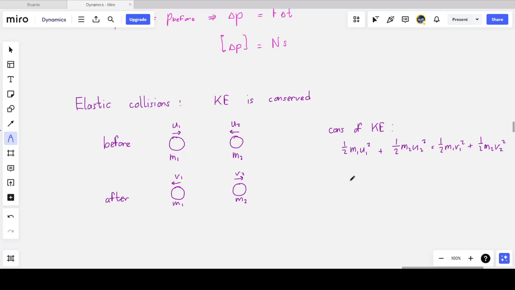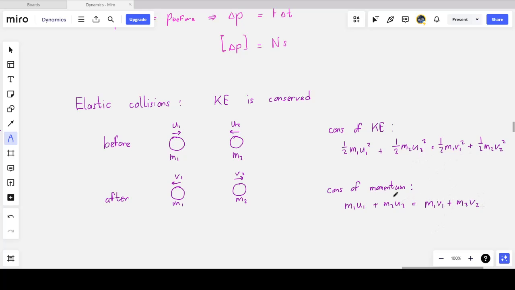Kinetic energy before the collision is equal to kinetic energy after the collision. That's what conservation of kinetic energy means. And we can then write a second equation. If you are asked to find two things from the problem, then you'd need two equations, and that's the conservation of momentum. The initial momentum, m1u1 plus m2u2, must equal the momentum after the collision, m1v1 plus m2v2.